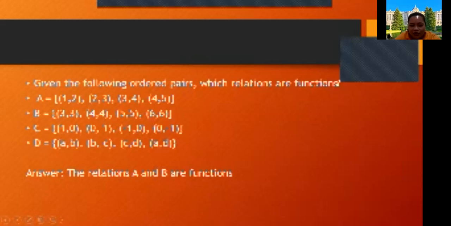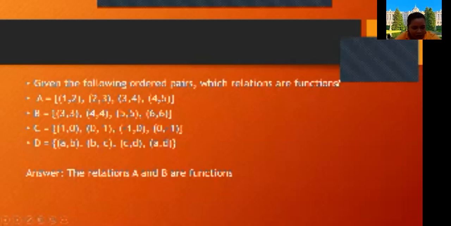Let us proceed with letter C. In letter C, the ordered pairs are (1, 0), (0, 1), (-1, 0), and (0, -1). We will look at our domain. Our domain are the following: 1, 0, -1, 0. Observe there are two zeros. Again, no x repeats itself. The domain should not be repeated, but in this case, 0 is repeated. So therefore, letter C is not a function.